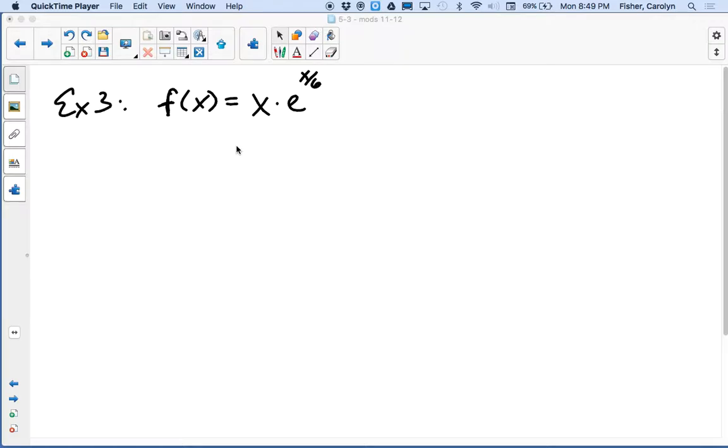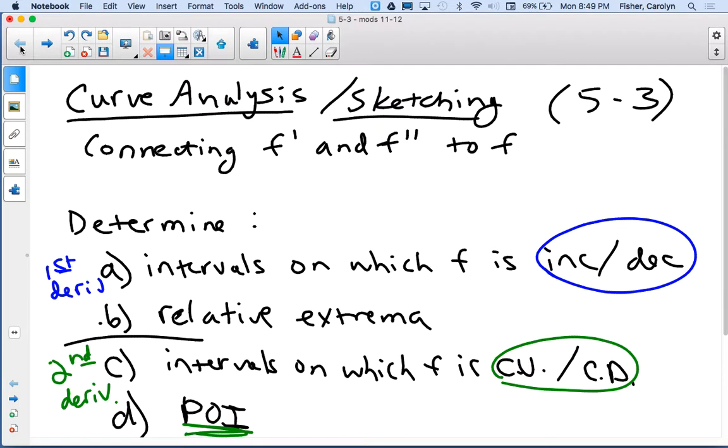Okay, we're going to go ahead and work through one more example. This is example 3, and I'm going to make this one a little quicker than the last one. I don't have a rational function, although I am seeing a product rule there. Just a quick reminder that our goal is to determine these 4 things.